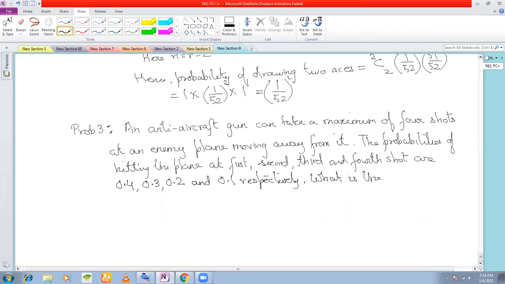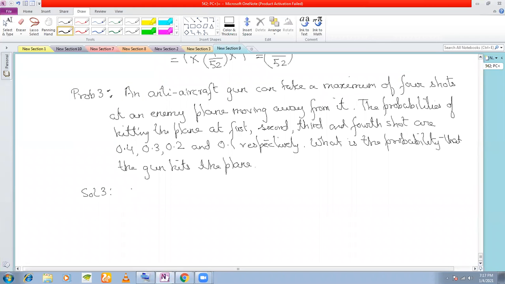What is the probability that the gun hits the plane? So can you tell me which type this is? See the question and tell me. Anti-aircraft take a maximum. Can you hear me? Yes, I can hear you.